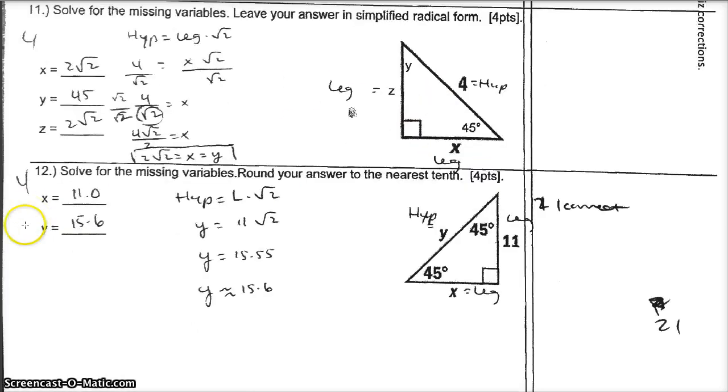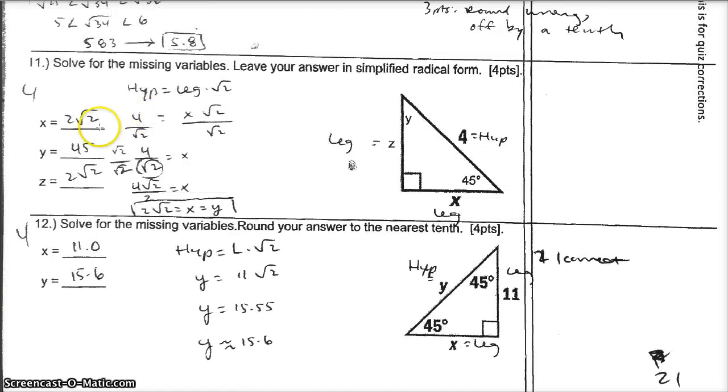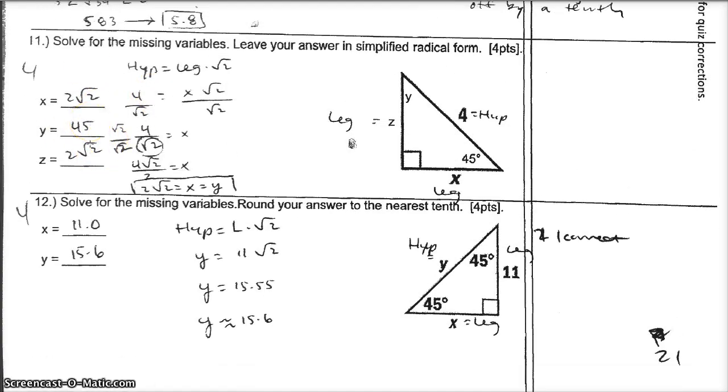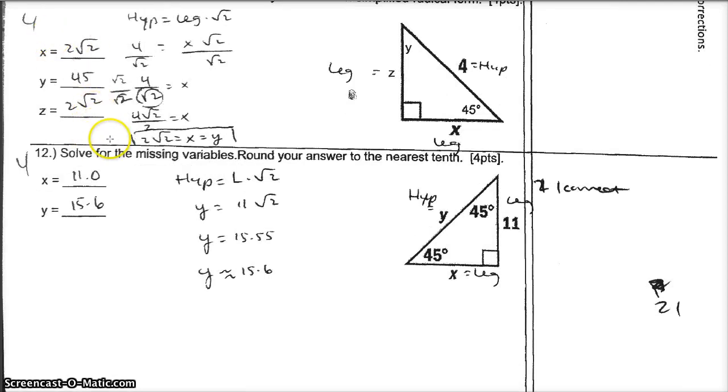Question number 12. Solve. If you got one of these problems right, I give you 2 points, and then 4 points for both being the same, or all correct. Question number 12, solve the missing variables, round your answer to the nearest tenth. So, you know x and y are the same because you have an isosceles right triangle, so x is equal to 11. And for the y variable, that's the hypotenuse because it's across the right angle. So my hypotenuse is y, my leg is 11.